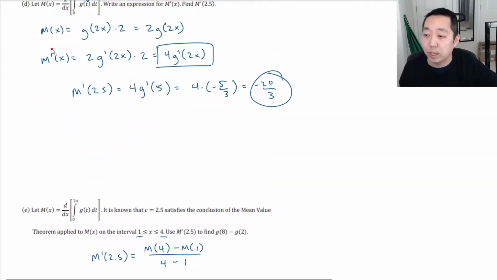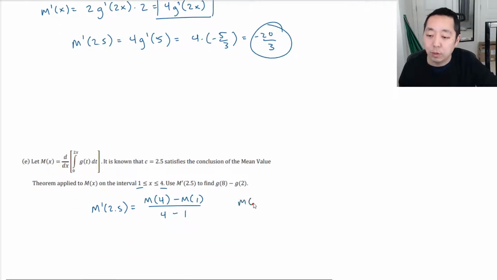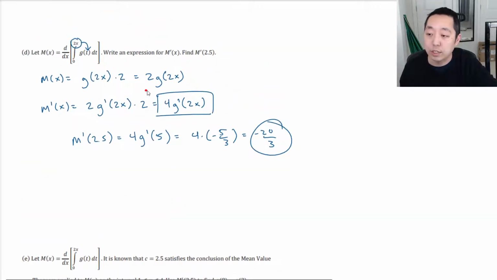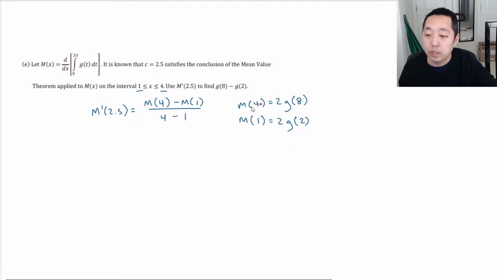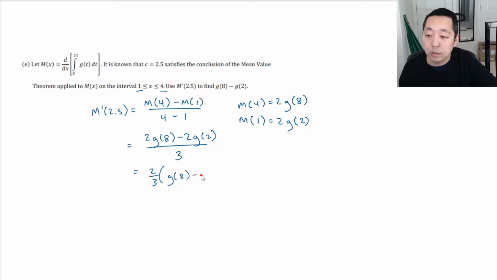But remember, I've already figured out what m of x is. That's 2 times g of 2x. So m of 4 is equal to 2 times g of 8. And m of 1 would be 2 times g of 2. Just using my expression here for m of x, 2g of 2x. So this expression is really 2g of 8 minus 2 times g of 2, over 4 minus 1, which is 3. So I can factor out a 2, and it would make this 2/3 times g of 8 minus g of 2.